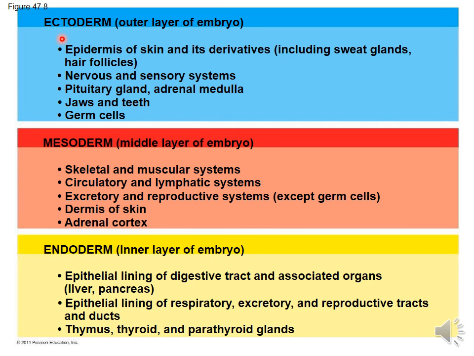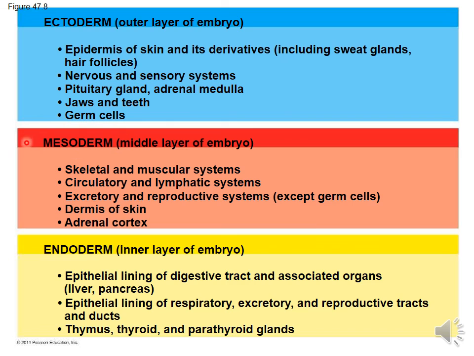Now, each of these cell layers gives derivatives, since all the structures of the embryo will arise from these layers. For example, the ectoderm layer, or the outer layer, gives the epidermis of the skin and its derivatives such as sweat glands or hair follicles, nervous and sensory systems, pituitary gland, adrenal medulla, jaws and teeth, and germ cells.